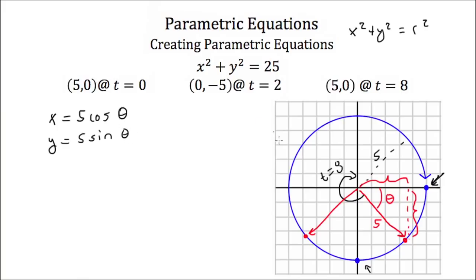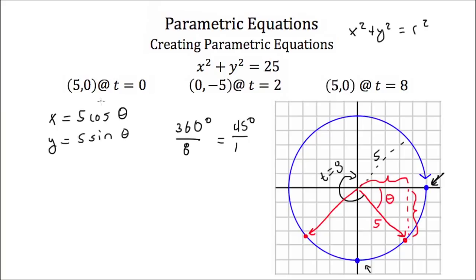So the only thing that changes as we go around this circle is the value of theta. My radius doesn't change, so it's still just 5 cosine theta and 5 sine theta. So the question is how does theta change as I go around a full rotation of this circle? Well, a full rotation of this circle is 360 degrees, and I do this over 8t, which means for every one value of t, I go 45 degrees.